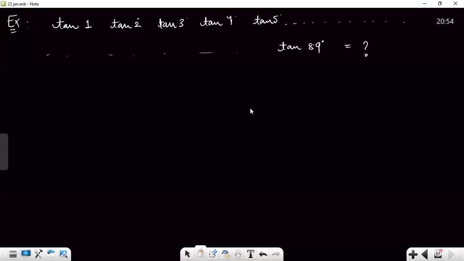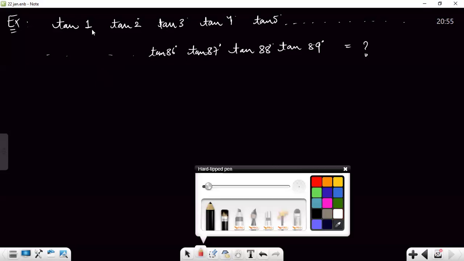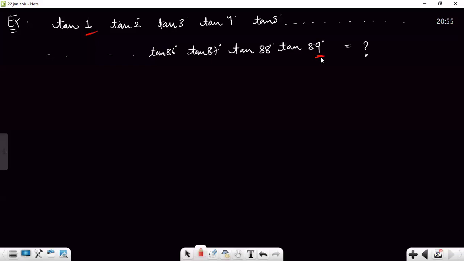Now we need to observe. Before tan 89, the term will be tan of 88. Before tan of 88 degrees, the term will be tan of 87 degrees, tan of 86 degrees, and so on and so forth. Right. Now let's observe one thing: 1 plus 89 degrees is equal to what?